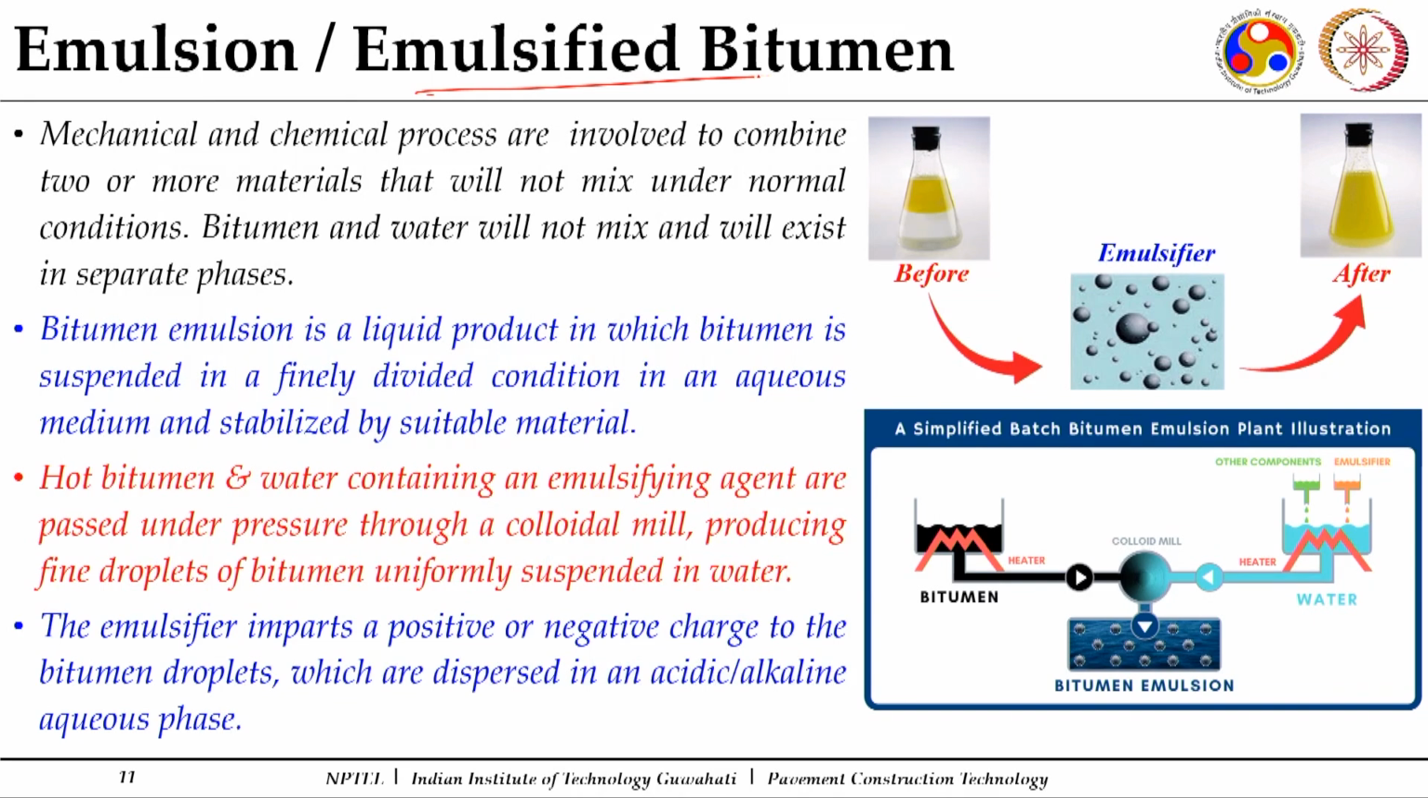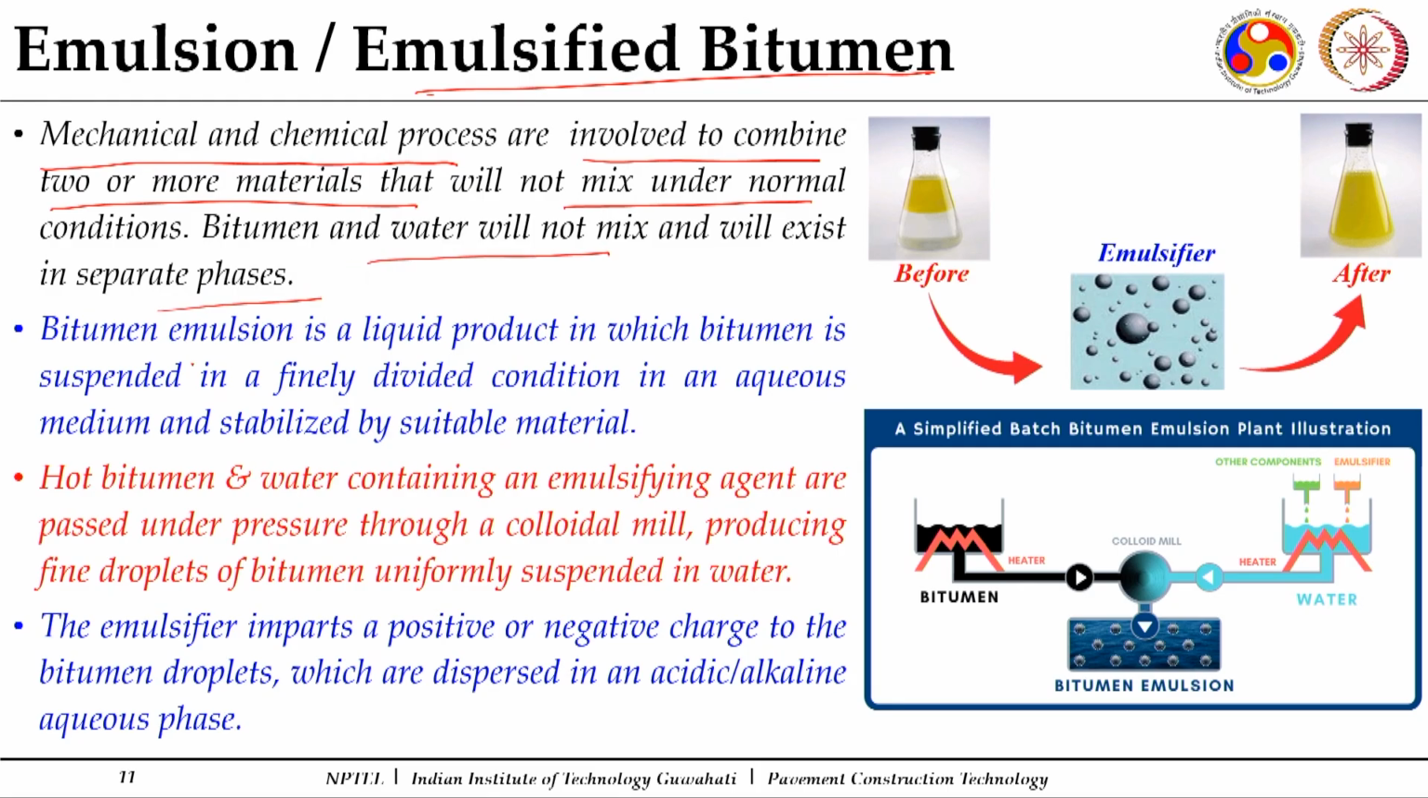Again, here the purpose is how we can bring down the viscosity of binder so that we can make an application at lower temperatures. So, one was adding the petroleum distillates, and second is this particular process which is called emulsified bitumen. Now, what is done? It is said that mechanical and chemical processes are involved to combine two or more materials that will not mix. Binder and bitumen and water in general will not get mixed. So, they will exist in different phases.